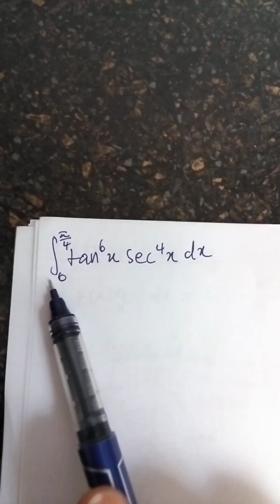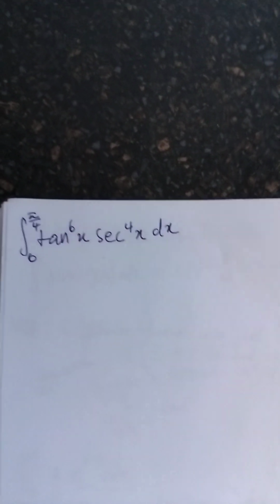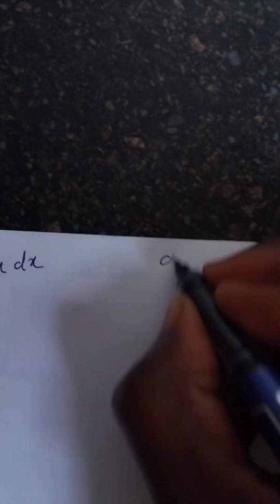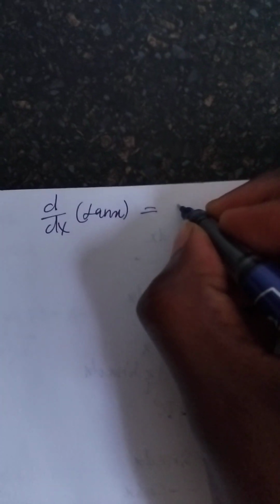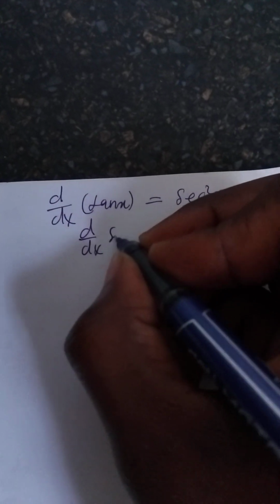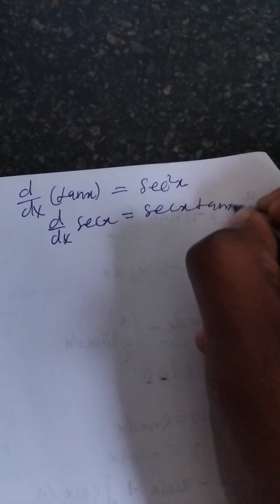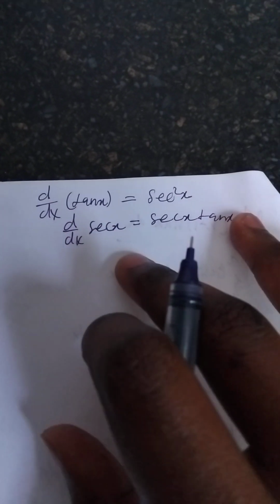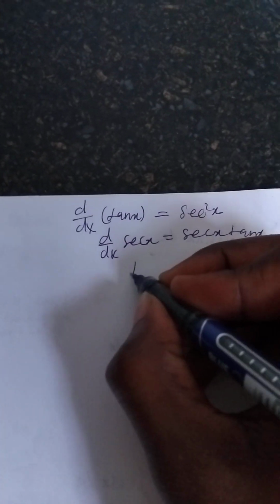Let's say they gave you something like the integral from 0 to pi over 4 of tan to the power 6 x sec to the power 4 x dx. So how are you going to go about this problem? Before we solve that problem, let us remember a few things about tan x and sec x. The derivative of tan x is equal to secant square x, and the derivative of secant x is equal to secant x tan x.